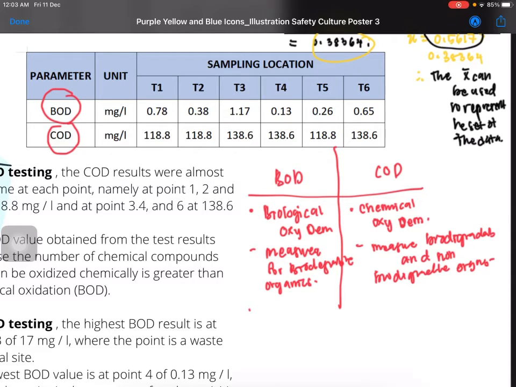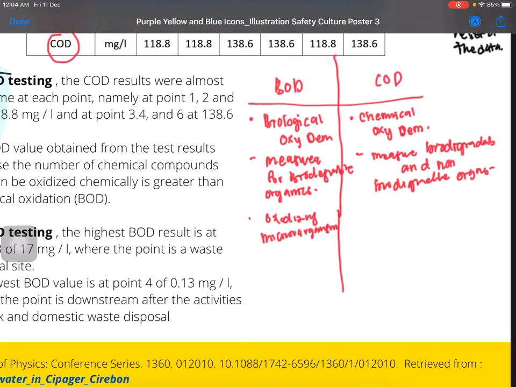BOD uses oxidizing microorganisms, while COD only uses a strong chemical agent. So, see the difference?